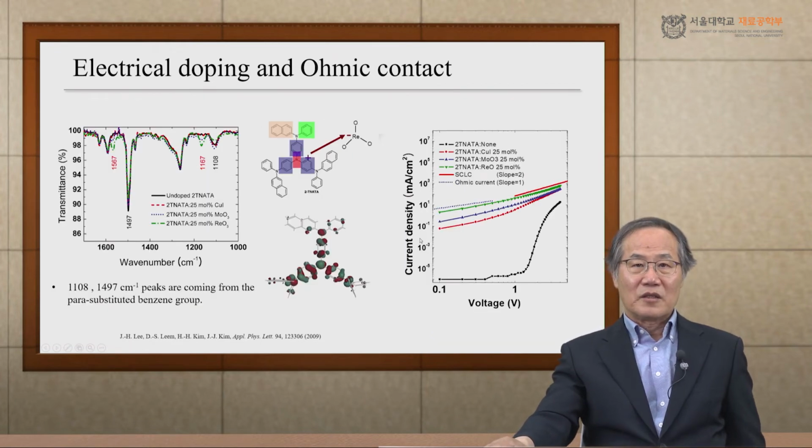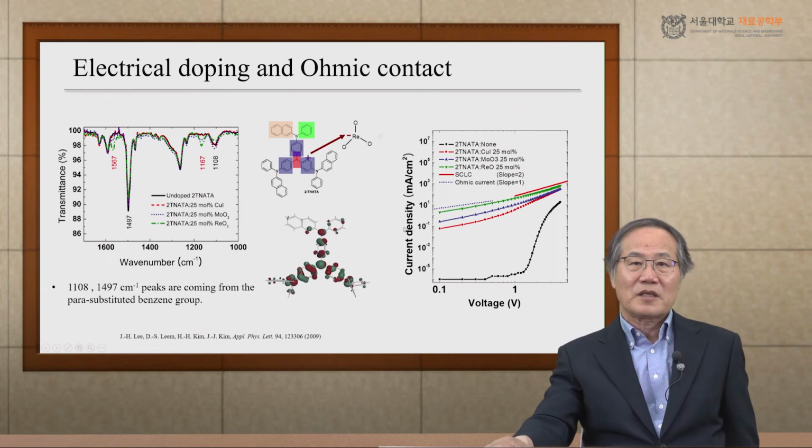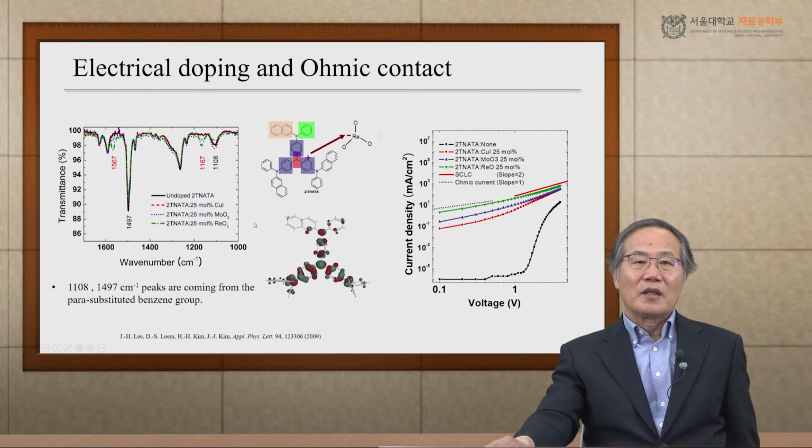And it's real that the charge transfer takes place. That was proven by the IR spectroscopy of this one. After doping, you see that a new peak appears here. You see this big red one at the expense of the reduction of these peaks. Those two peaks correspond to the para-substituted benzyl group. So this is the molecular structure. This is amine, and this is the phenyl group.